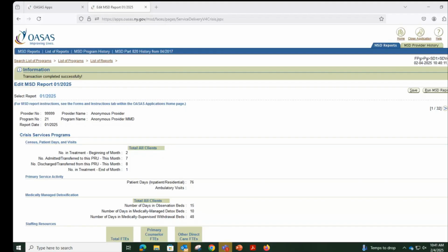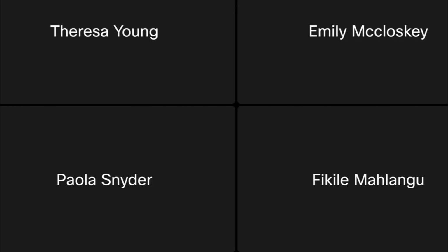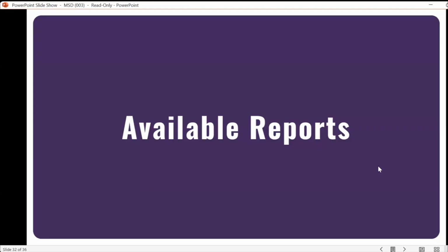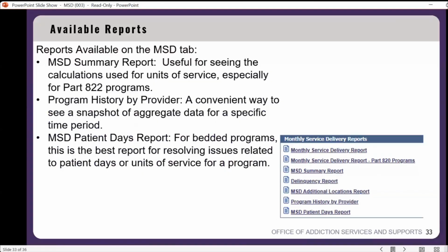Okay, Emily, back to you. Okay. Available reports. Reports available on the MSD tab. There's the MSD summary report. This is useful for seeing the calculations used for units of service, especially for Part 822 programs. The program history by provider is a convenient way to see a snapshot of aggregate data for a specific time period. MSD Patient Days Report is for embedded programs. This is the best report for resolving issues related to patient days or units of service for a program.